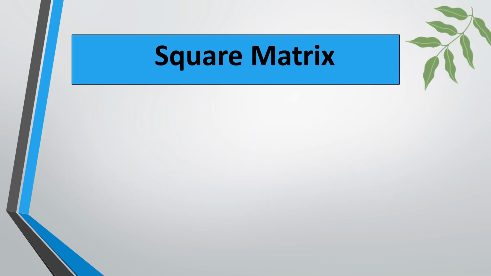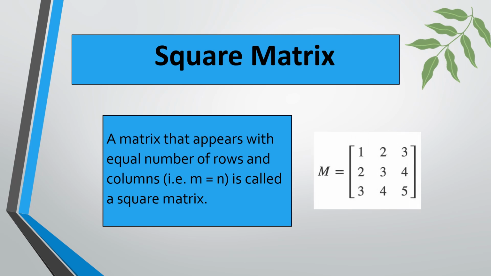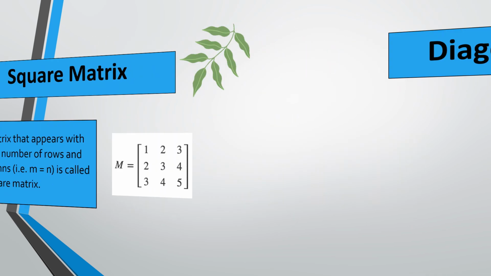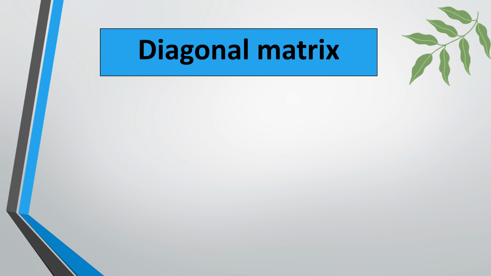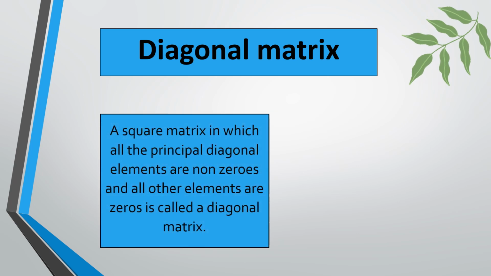Square matrix. A matrix that appears with equal number of rows and columns is called a square matrix. Diagonal matrix. A square matrix in which all principal diagonal elements are non-zeros and all other elements are zeros is called a diagonal matrix.